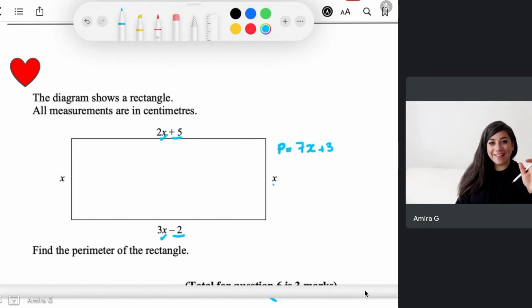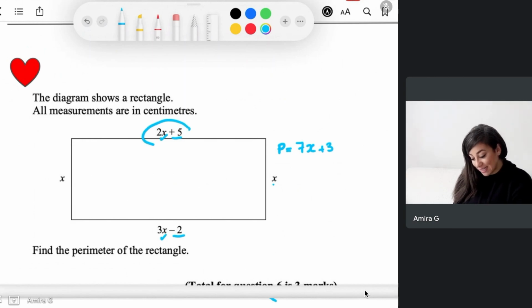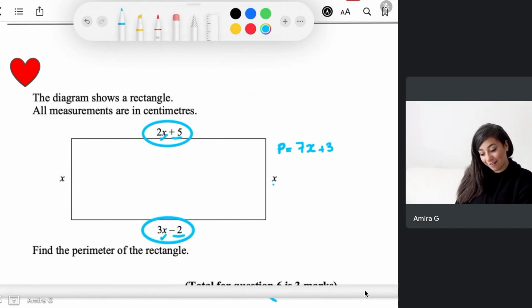Try. If you get it, you get it. If you don't, use this because this will open your mind up to how you can answer some questions in GCSEs or A levels even. It's a rectangle. What do we know about rectangles? The two opposite sides are equal, which means that this and this over here are equal.